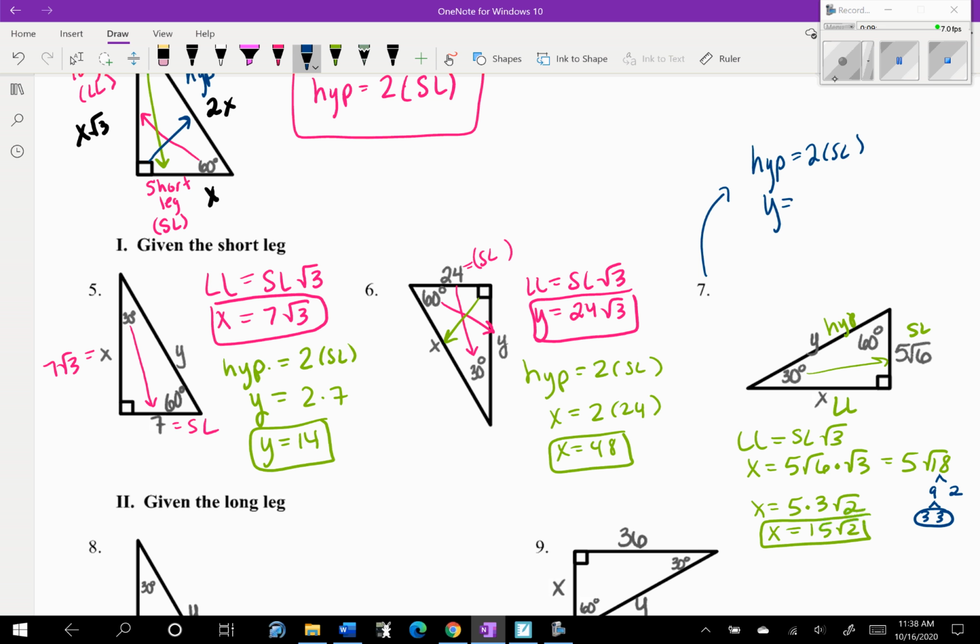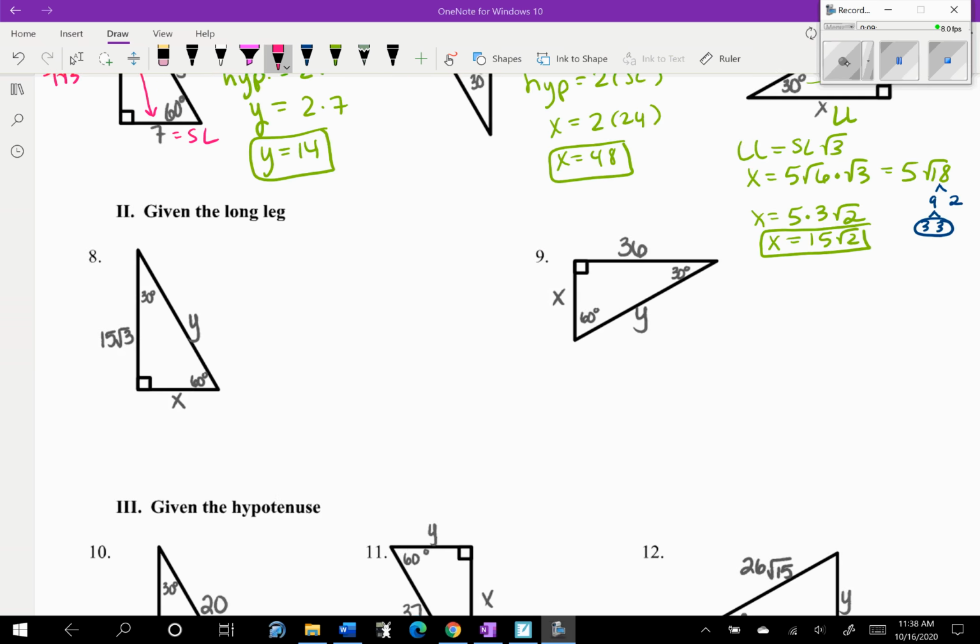So y is equal to 2 times 5 root 6. 2 is not underneath the radical, so that means all we have to do is multiply the 2 times the 5 because those are both on the outside. So 10 times the square root of 6. And of course, if we could reduce root 6, we would, but in this case we cannot, so that is our hypotenuse. Looking at the next triangle, same thing.